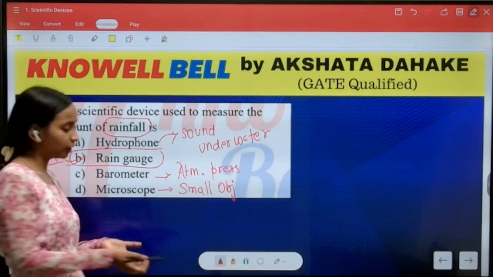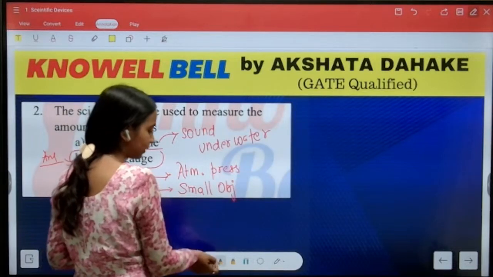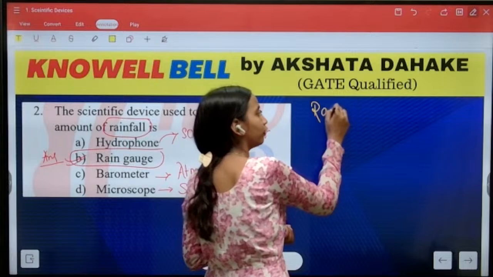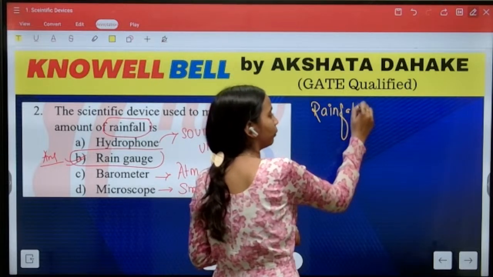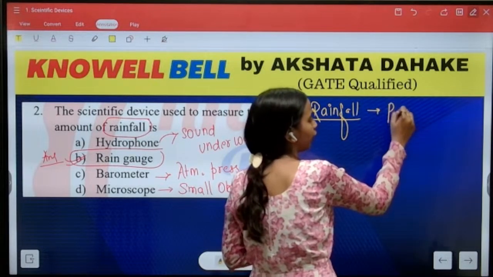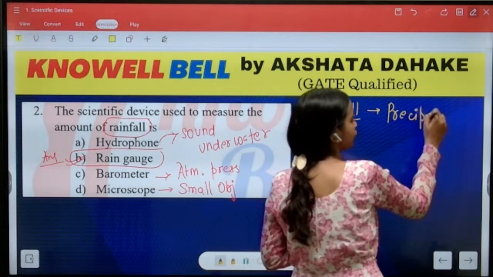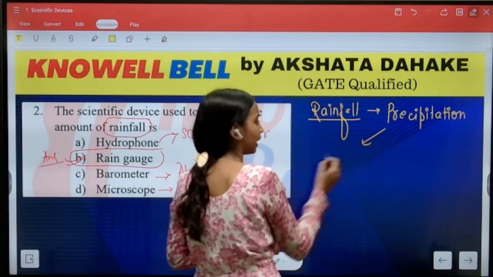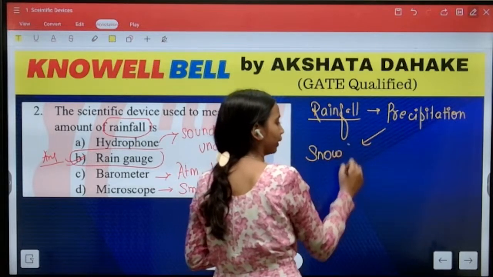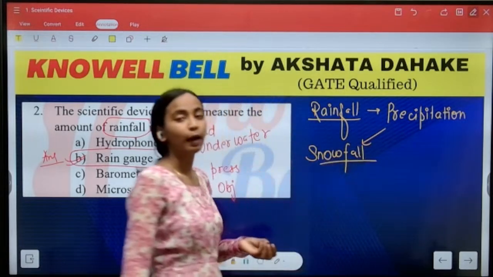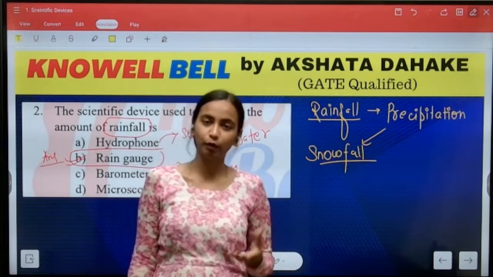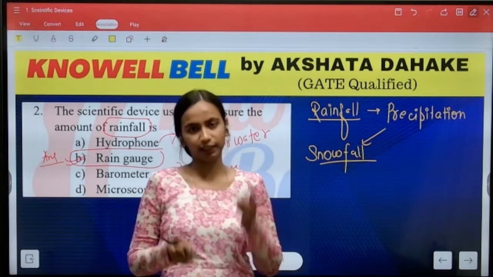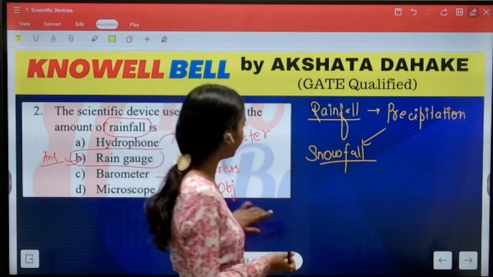Rain gauge. One more thing you have to keep in mind: although you study this in the chapter of water, you have to note here that when we are talking about rainfall, rainfall is a form of precipitation. Rainfall as well as snowfall, both of them are a form of precipitation. What is precipitation? Whenever water from the atmosphere comes back to earth in any form, rainfall or snowfall, we call it precipitation.